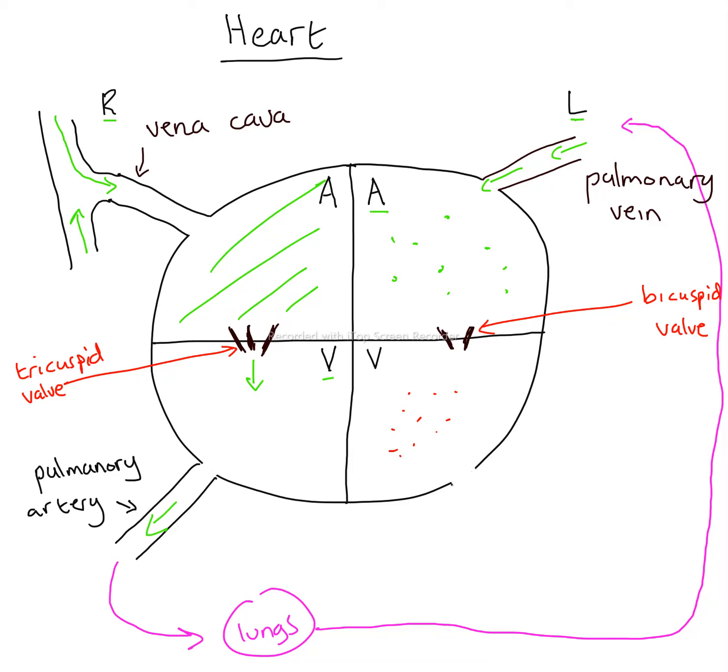And it leaves this chamber, which is the left ventricle. It leaves here through what they call this blood vessel, the aorta. So some of the blood will go up to the body and the shoulders, some will go to the stomach, to the legs.